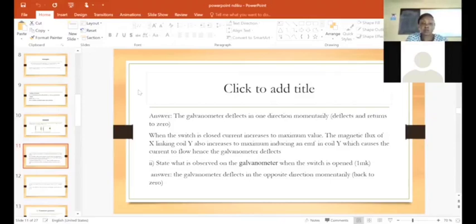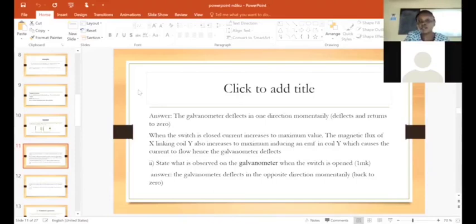We have number 2 of the question. State what is observed on the galvanometer when the switch is open. We have the answer: the galvanometer deflects in the opposite direction. If you look at these 2 answers, in the first question, the student was not specific about which direction the galvanometer was deflecting, to be safe. The answer says the galvanometer deflects in one direction. The question was not concerned with whether to left or to right.